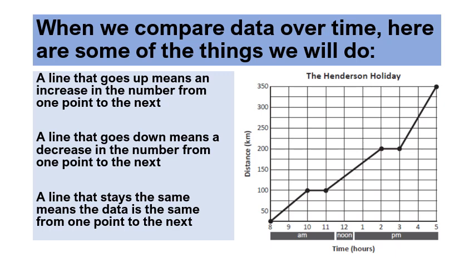For example, on the Henderson holiday line graph, you can see between 10 a.m. and 11 a.m., the data is the same. And again, if you look, that pattern continues, or the trend continues from 2 p.m. to 3 p.m., where the line stays the same. However, from 3 p.m. to 5 p.m., there is an increase. Just take some time while you pause to look at the graph.